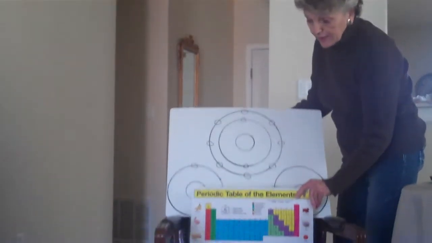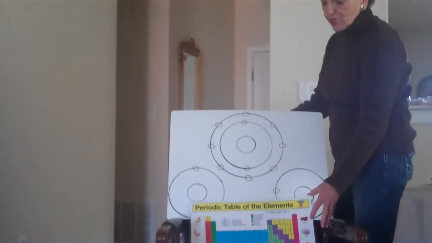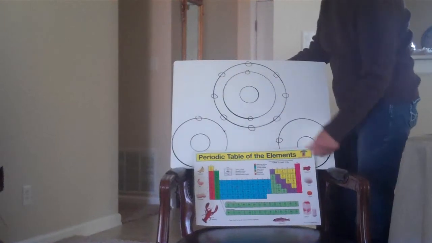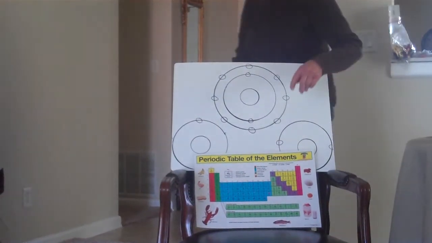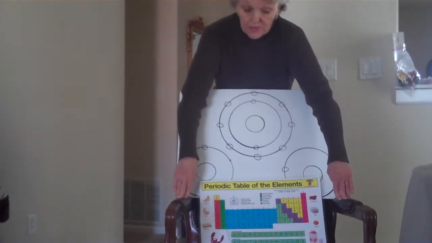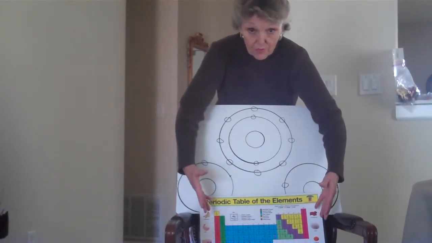I'm going to teach you today a little bit about the periodic chart. The periodic chart is the alphabet of all matter, and I'd like for you to keep that in mind. All matter, whether it's liquid, solid, gas, or plasma, is made up of this alphabet.